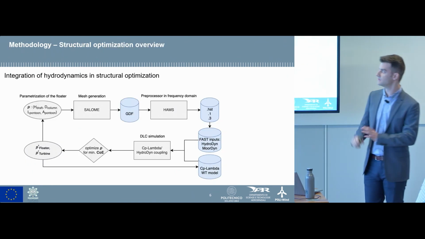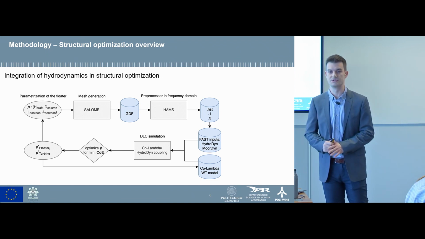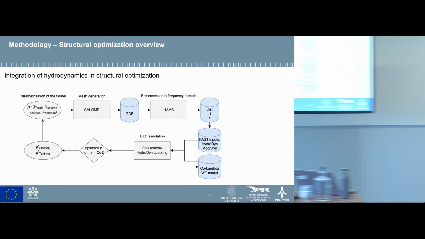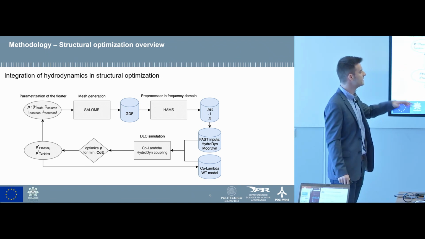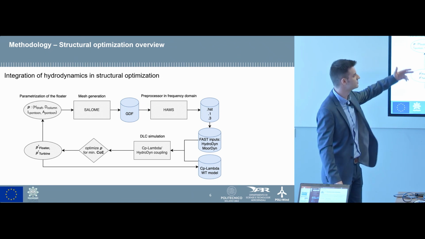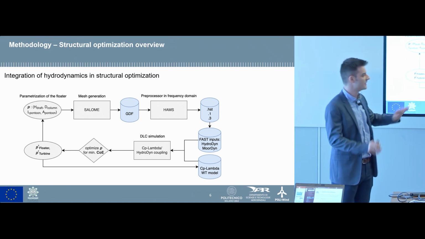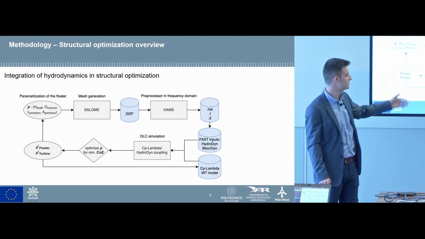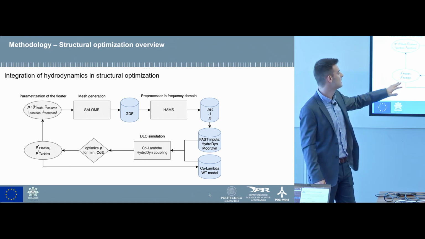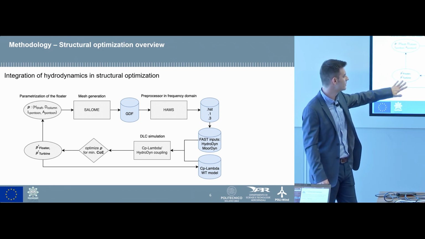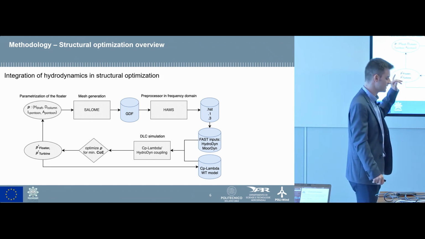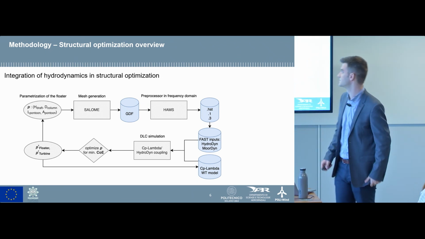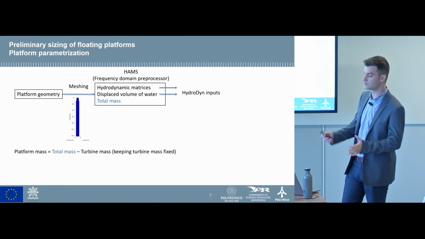And this is the general scheme of the structural optimization that we are aiming at. So we will have the parameters here of the substructures and the turbine. And once we perturb these parameters, we can go into the input generation of each aspect, so hydrodynamic aspect on top and the turbine system on the bottom. And in this presentation, for the sake of simplicity, we are going to fix the turbine parameters, and we will only look at the platform parameters.